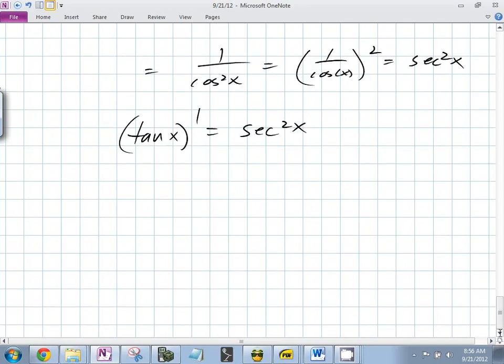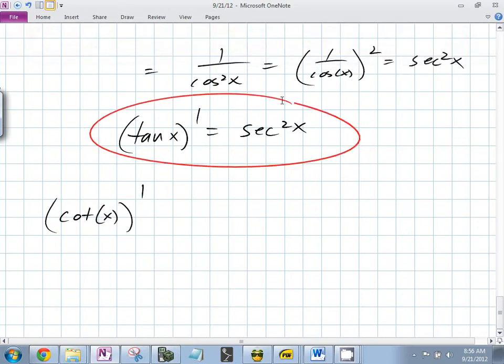Oh, cool. That's tangent. Okay, do this for me. Find me the derivative of cotangent using a very similar method.